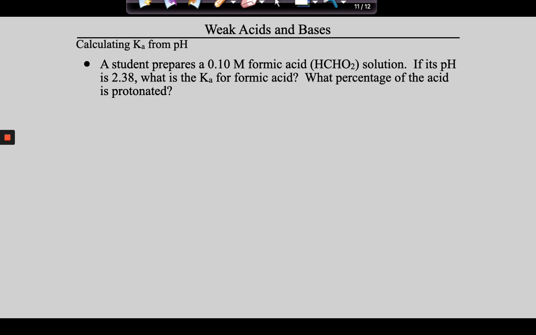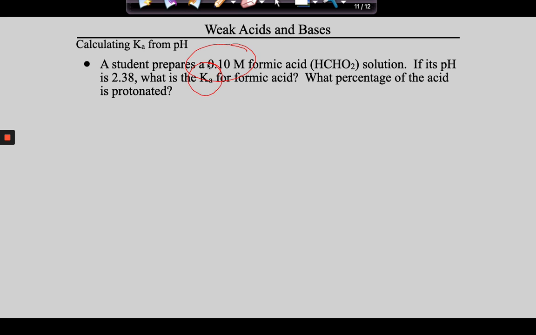So guys, it says this. You make a 0.1 molar solution of formic acid. Its pH is 2.38. What is the Ka of the acid? And now guys, here's a brand new idea. What percentage of the acid is protonated? So guys, in order to solve this, think about this. If this were a strong acid, this would be a much more simple problem. Because if we know the molarity, we can directly find the pH, and it would just be the negative log of 0.1. But because this is a weak acid, we're not chasing pH, we're chasing Ka.